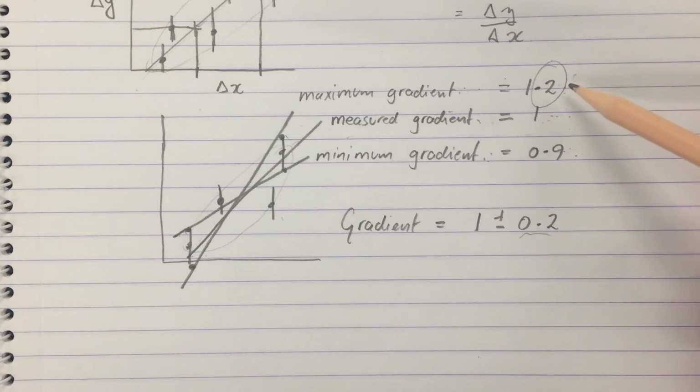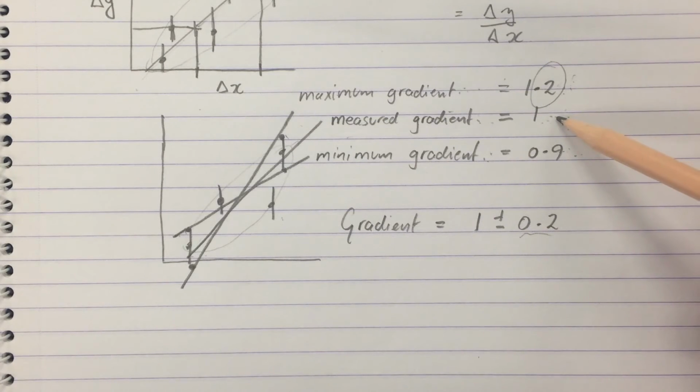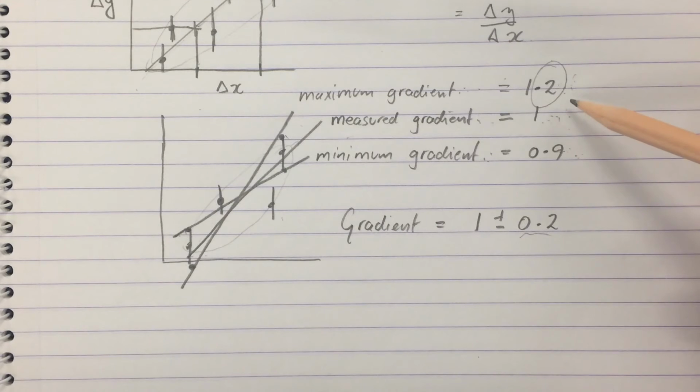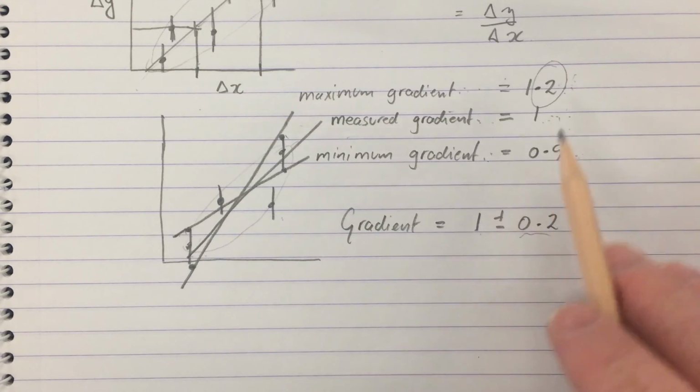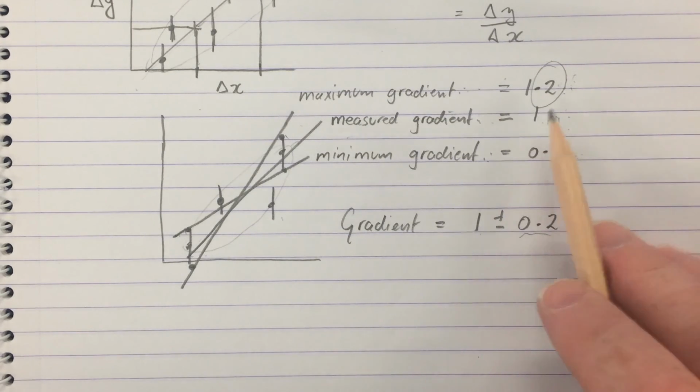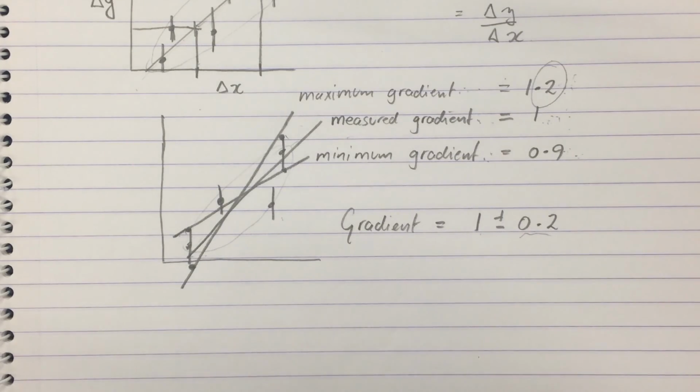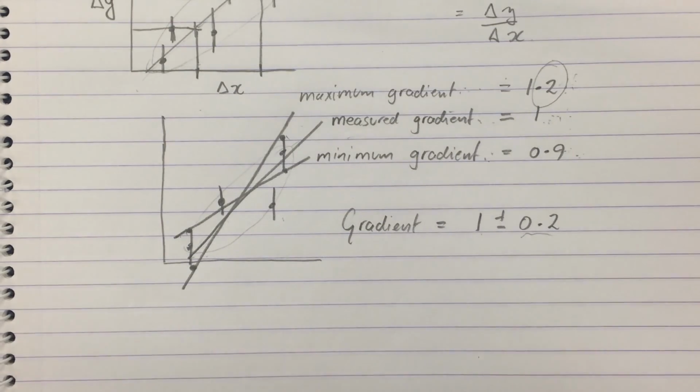So in this case, the maximum gradient, 1.2, is further away from the measured gradient than the minimum gradient, which is 0.9. It's only 0.1 away from it. So we'll choose the maximum gradient because it's further away. It's 0.2 of a unit away, so we're going to then express our gradient as 1, that's the gradient of our line of best fit, plus or minus 0.2. And that's calculating the uncertainty in a gradient.